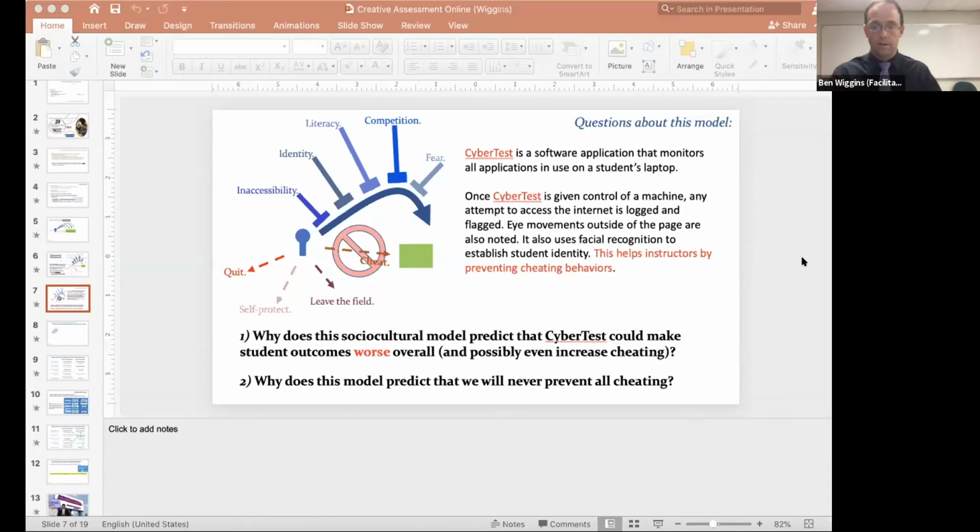Oh, I got to make a note of this question now. One more room.